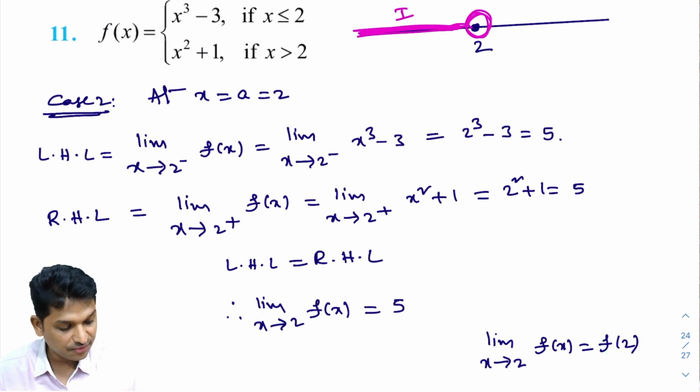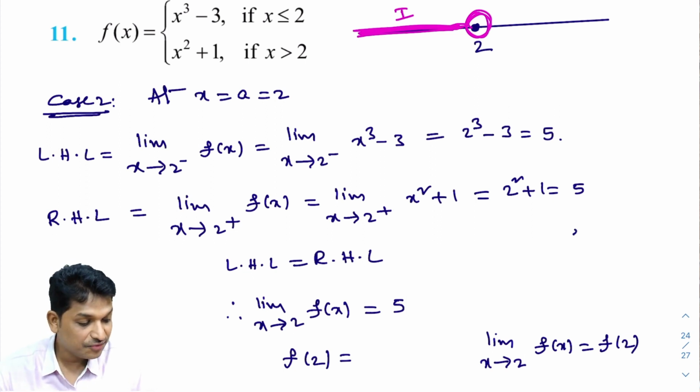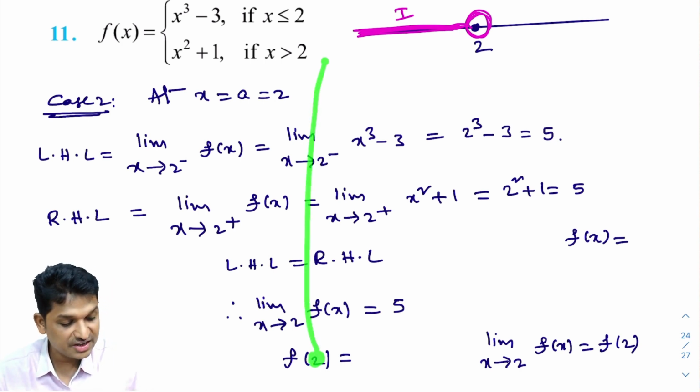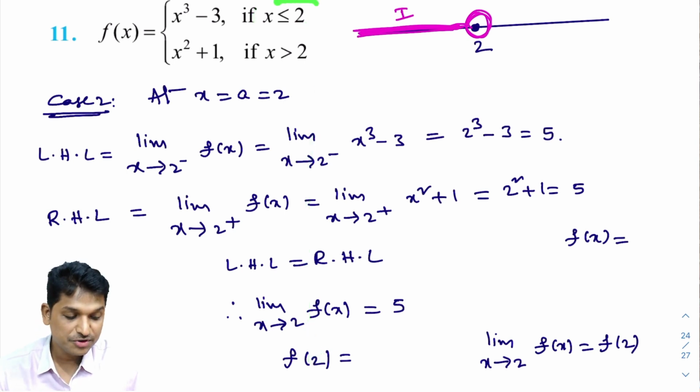I need to calculate f of 2. Okay. What is f of 2? To calculate f of 2, you just check the function. In place of x, here 2 is there. That means x equals 2. You see in this the equal symbol is there. When x equals 2, which function to choose? We need to choose the first function. So f of x is what? F of x is x cube minus 3.